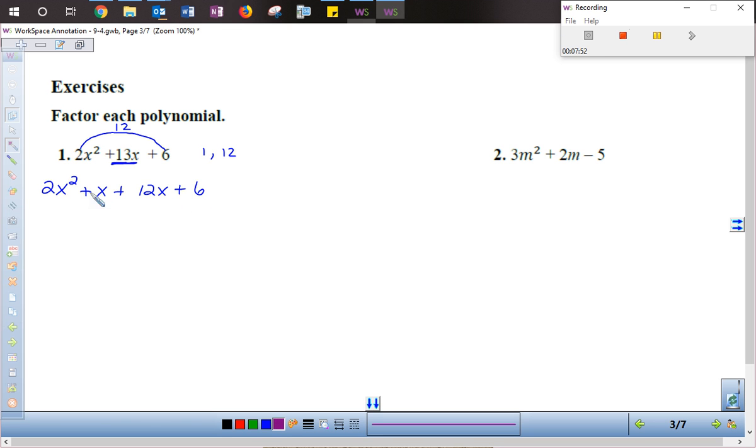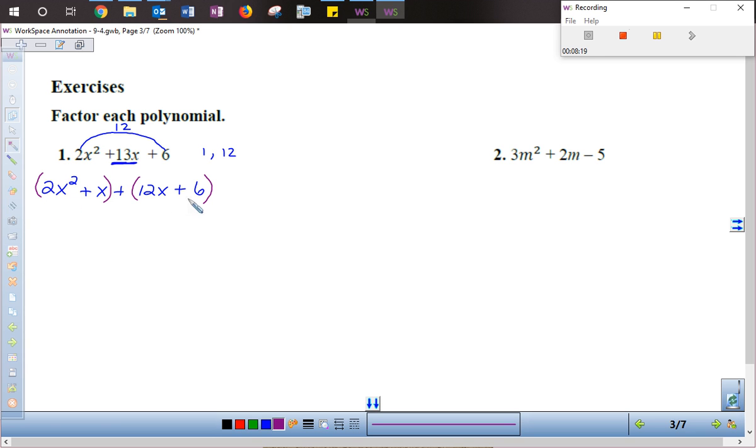Next, what I want to do is I want to group my binomials. So a parenthesis around the first two terms, 2x squared plus x, and parentheses around your last terms, 12x plus 6. It's very important that we have an addition sign in between the parentheses. We don't want multiplication, we don't want subtraction, we want an addition sign in between the parentheses.